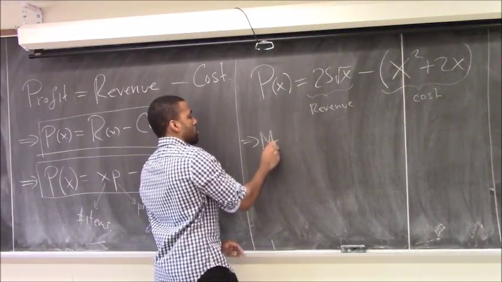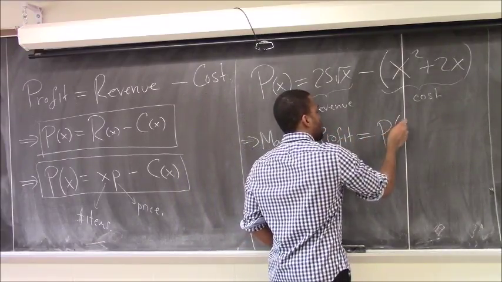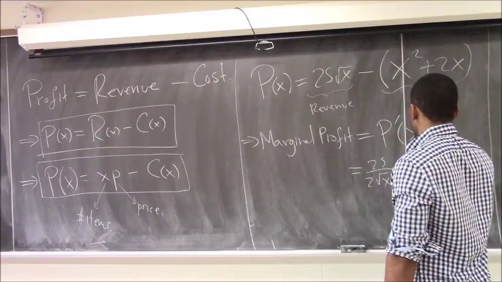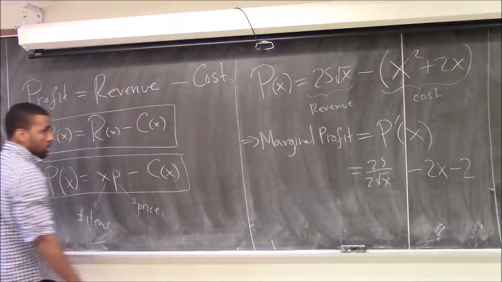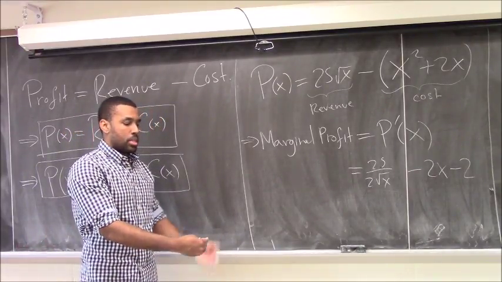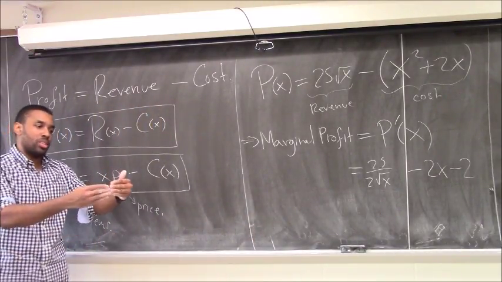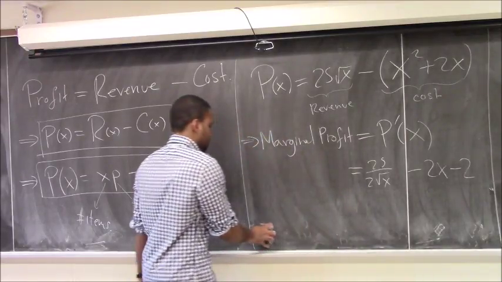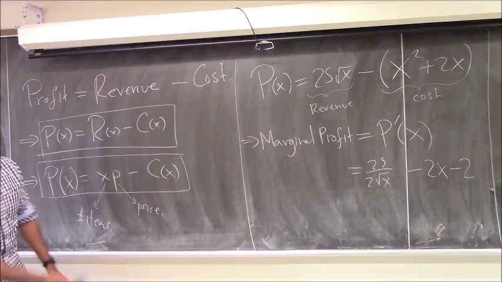So this means the marginal profit equals P prime. So this is 25 over 2 radical x minus 2x minus 2. In other words, that is a function that will describe to me, if I know the profit I make by selling x items, how much additional profit I would make by selling one more item. That's what marginal means. At the margins, what happens if you go a little bit extra, one more? Usually it's interpreted as one more. So that's part C.